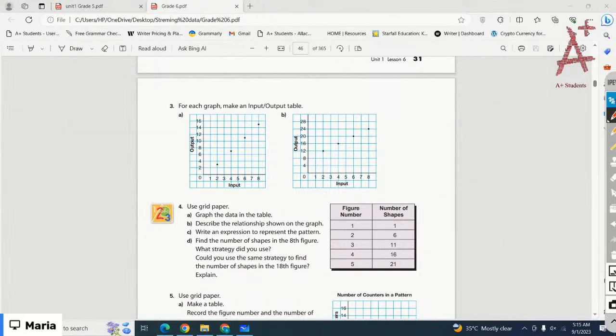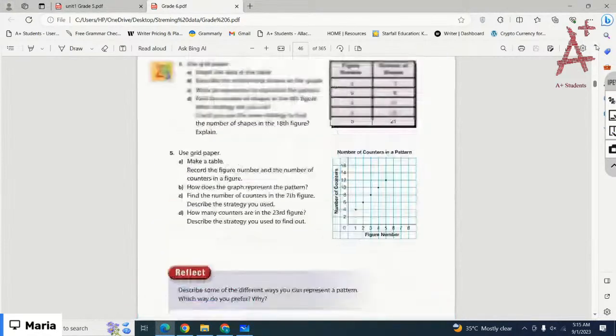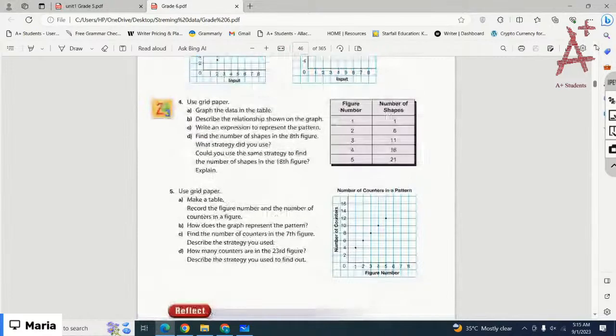Okay, let's just move on to question number 4. Use grid paper. Draw the graph of the table. Describe the relationship shown on the graph. Write an expression to represent the pattern. Find the number of shapes in the 8th figure. Okay, hold on.